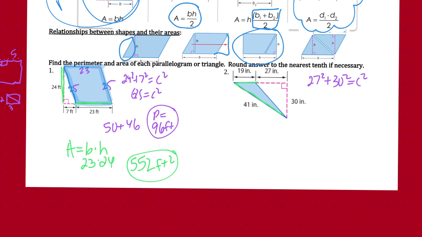So if I do 27 squared plus 30 squared, I'm going to get 1629. If I take the square root of that answer, I get the c value to be approximately 40.36. It says round to the nearest tenth. So we're going to add the 2 sides we know, which would be 19, and we're going to add to it also 41. So if I add 40.4 plus 19 plus 41, I'm going to get 100.36. So 100.4, and that's going to be in inches.